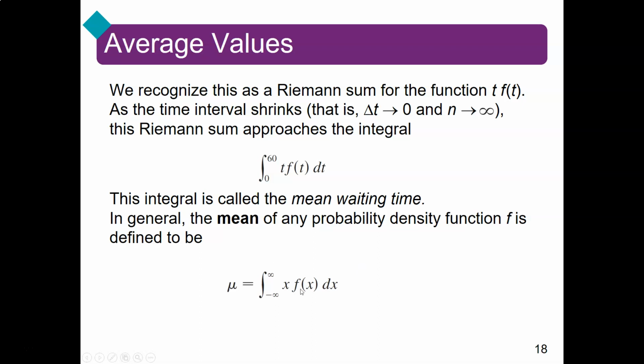So I did x times p of x, they're doing x times f of x, but we're going from negative infinity to infinity. And this lowercase Greek letter mu is the very common letter that is used for population means in probability and statistics. You will see lowercase mu as the letter representing mean, and you'll see lowercase sigma representing standard deviation.